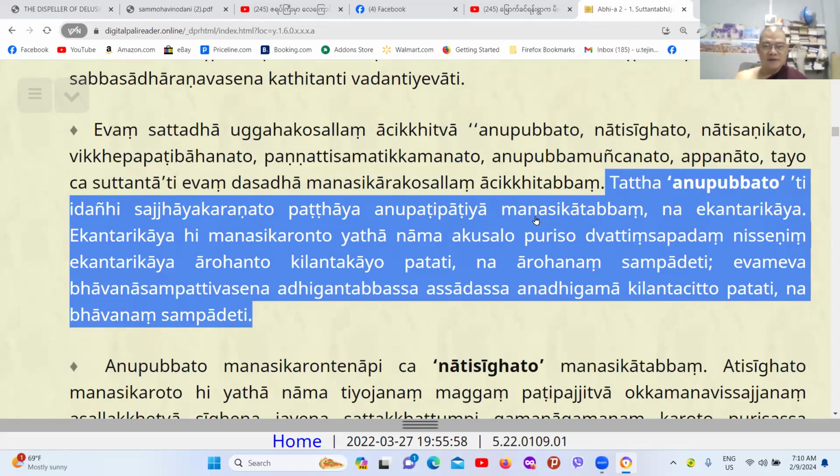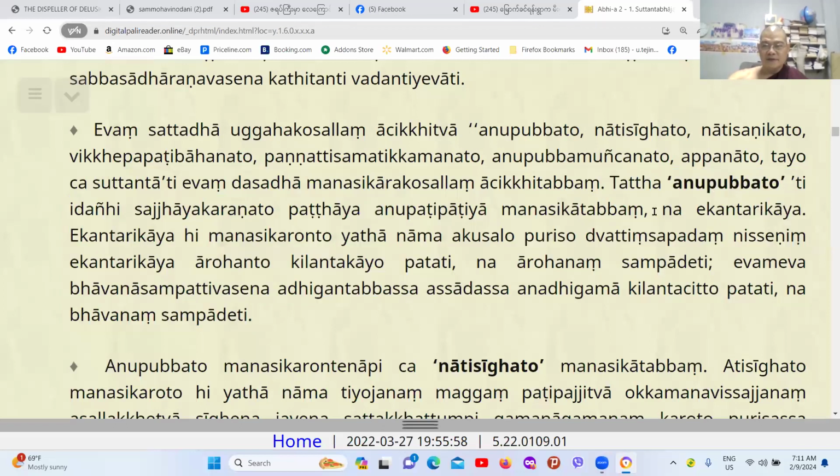Kesa, Loma, Nakha, Danta, Taco. We should not skip Kesa and the rest. Kesa, Loma, Nakha, Danta, Taco, Mamsam, Naharu, Atthi. We should contemplate one after another. We should not skip, we should not run to the other Kotthasa. We should practice the Kotthasa just one after another. Na ekadarikaya, no skipping of the others.